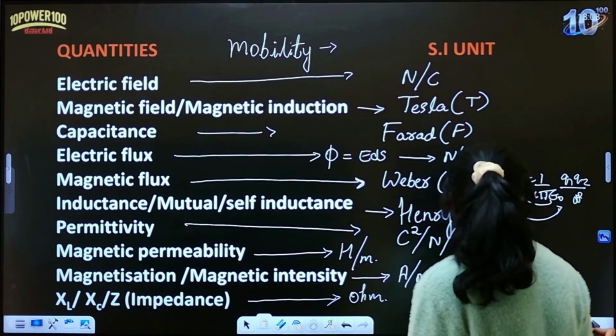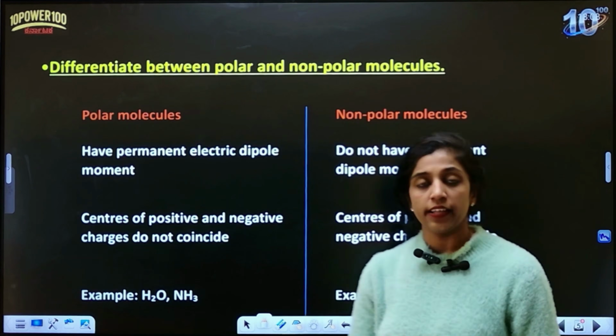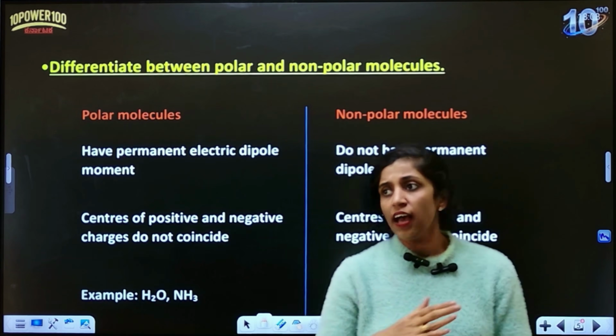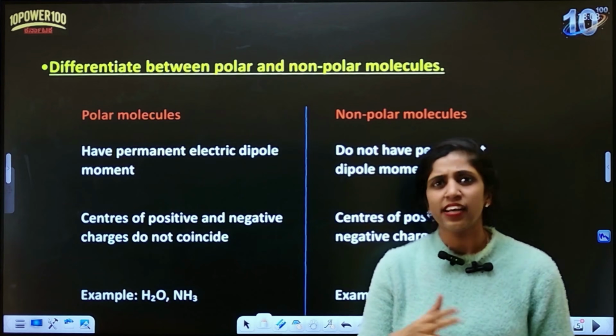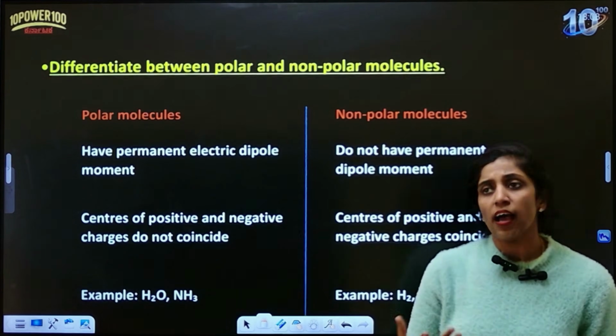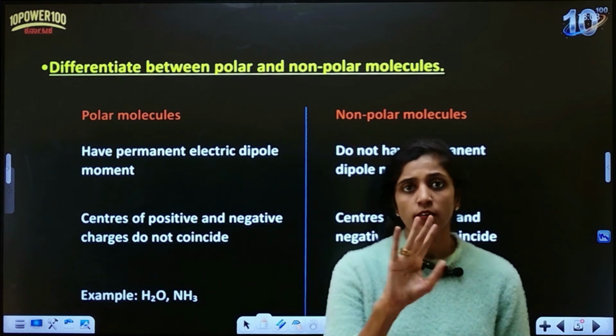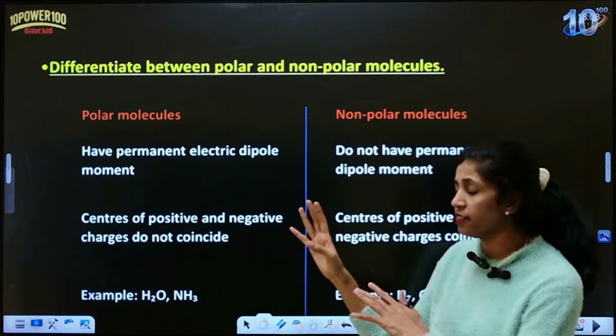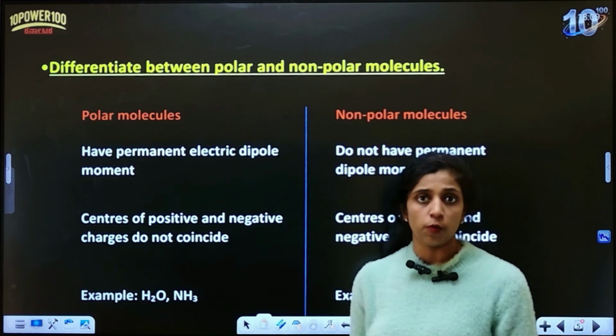Fine. Now let's move to the next thing, that is differentiate. I've selected around 10 differentiate questions. It can be asked for 2 marks or 3 marks, but you will surely get one question from this, and it's very simple also. So easily you can score marks in this.